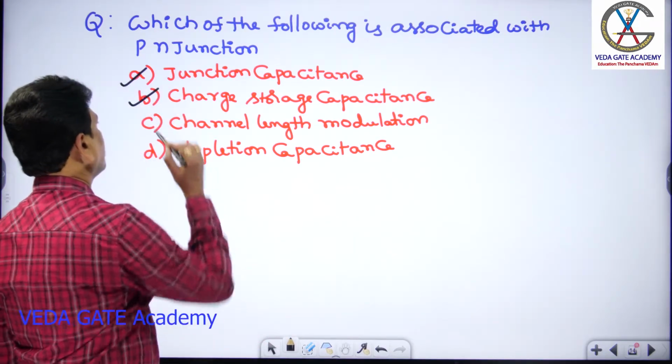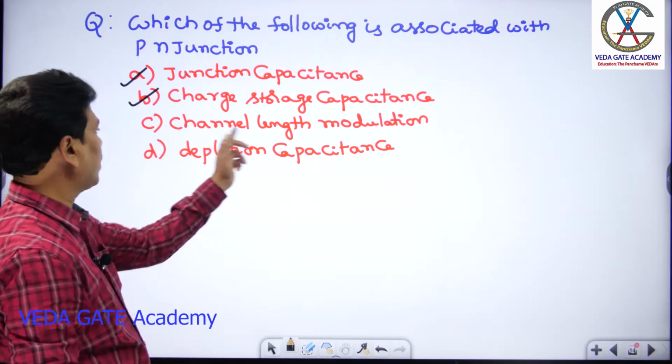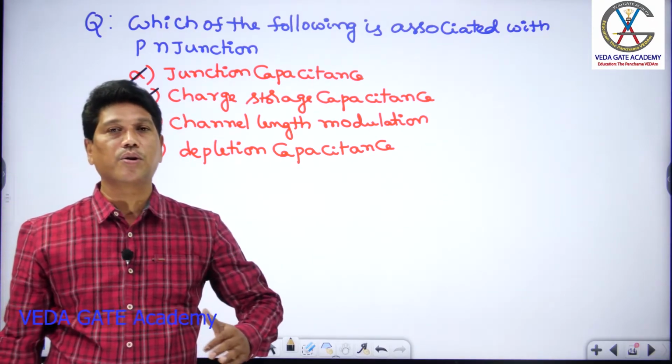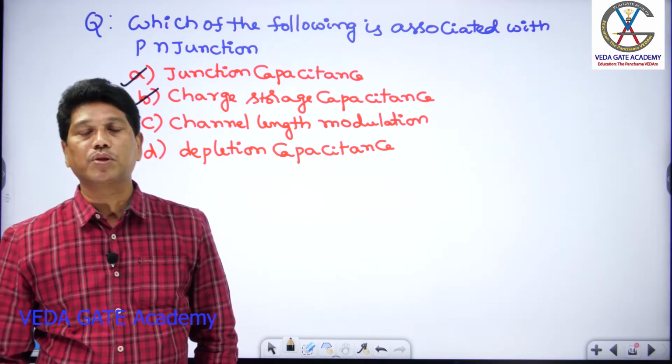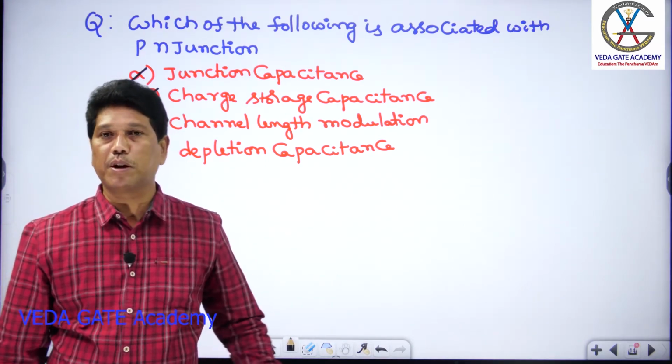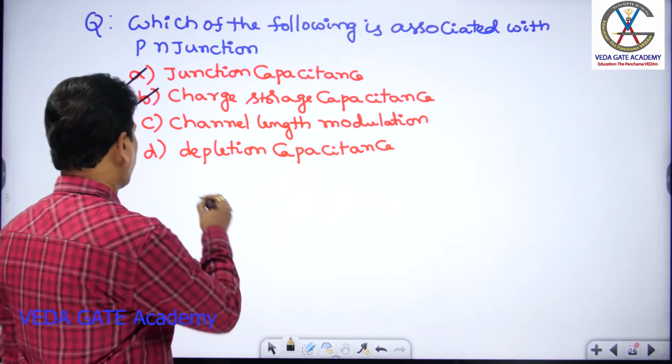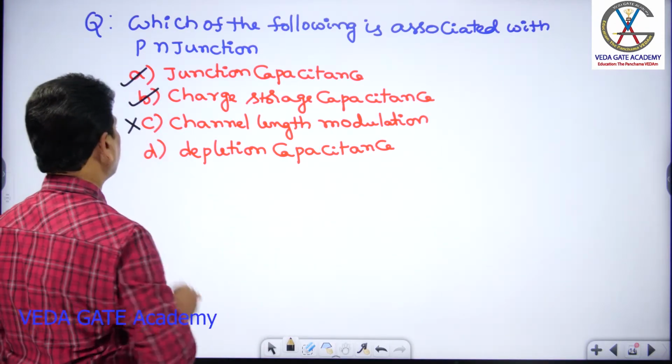Okay, this is also correct. Next one, channel length modulation. Channel length modulation is not related to the diode body. It comes in a MOSFET body, enhancement MOSFET. So channel length modulation is not related to the PN junction, so it's a wrong one.